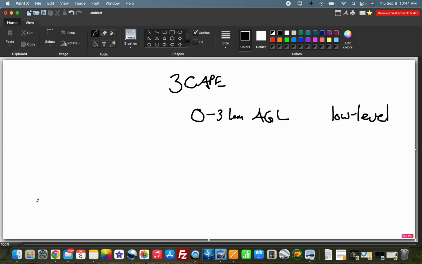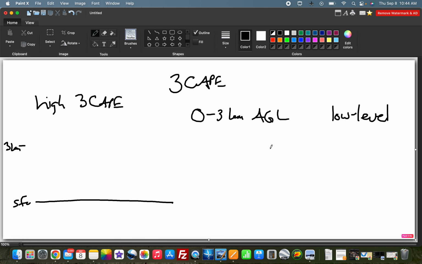So let's talk about 3 CAPE from a meteorological perspective. This is our atmosphere, here's our surface, and let's say this is our 3 kilometer level. If we have high values of CAPE in the lowest 3 kilometers, in other words, high 3 CAPE, a rule of thumb is looking for values of 3 CAPE greater than or equal to 50 joules per kilogram. And the higher the 3 CAPE, the better. The higher the 3 CAPE, the more unstable your low-level atmosphere is.